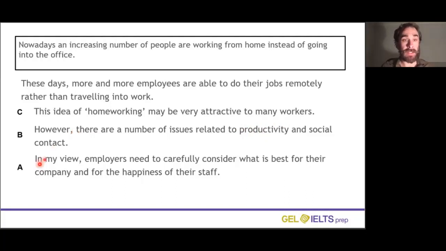And then this final sentence gives my opinion. This isn't necessary, but it's a nice way of finishing your introduction. In my view, employers need to carefully consider what is best for their company and for the happiness of their staff. So it's your personal opinion expressed in a formal academic way.